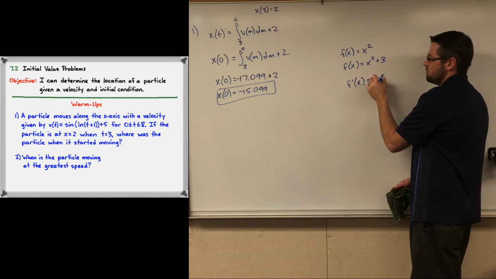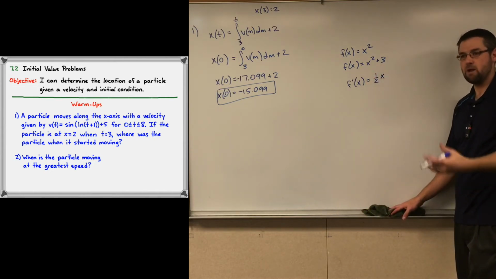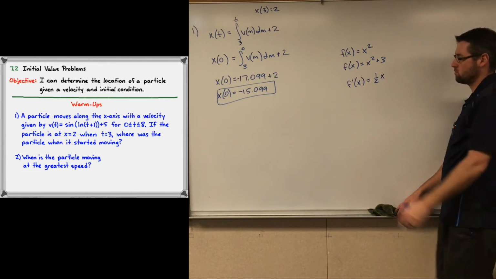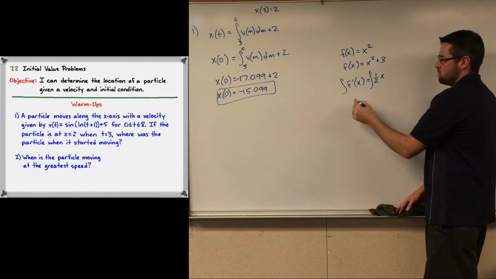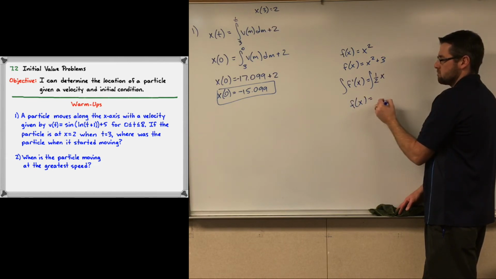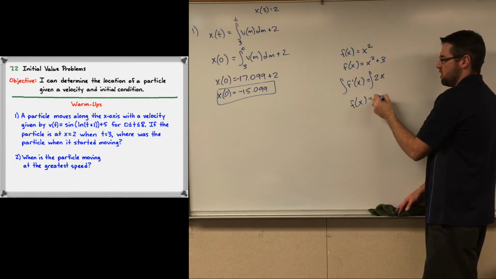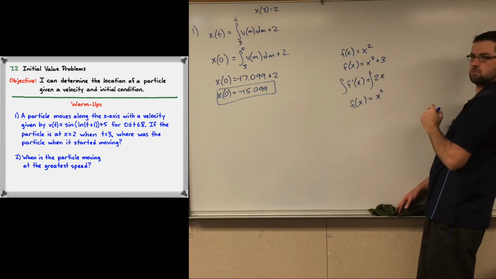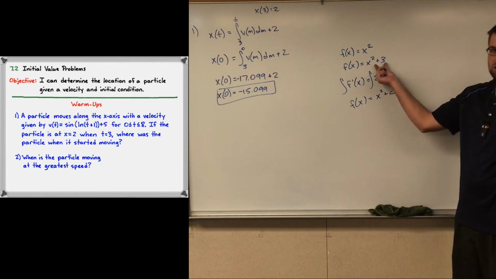I don't know. 1/2 x, 1/2 x, right? How would I get to f of x? Take the integral of both sides, yeah? So we get f of x equals, let me change this, so it's 2. All right, so you get x squared plus c. This plus c tells you your vertical shift.